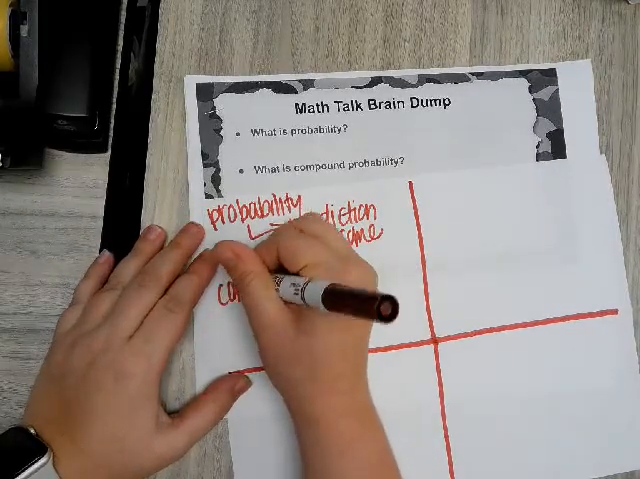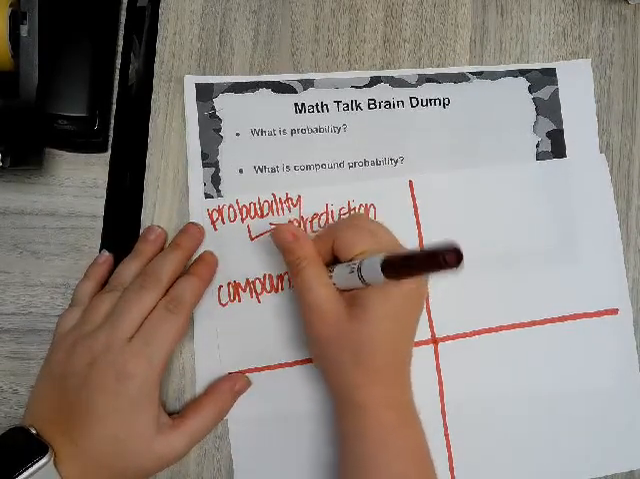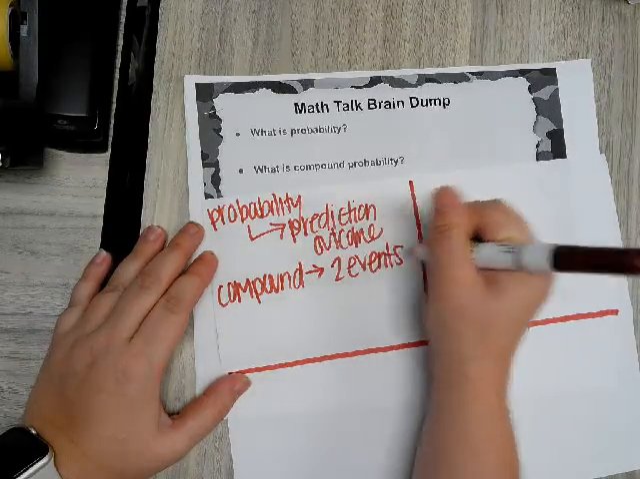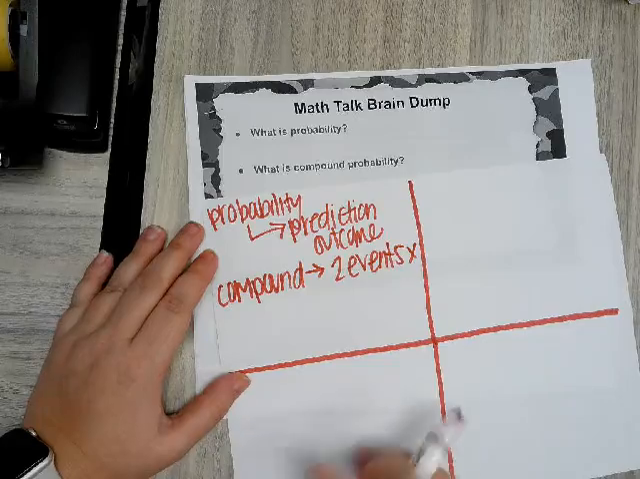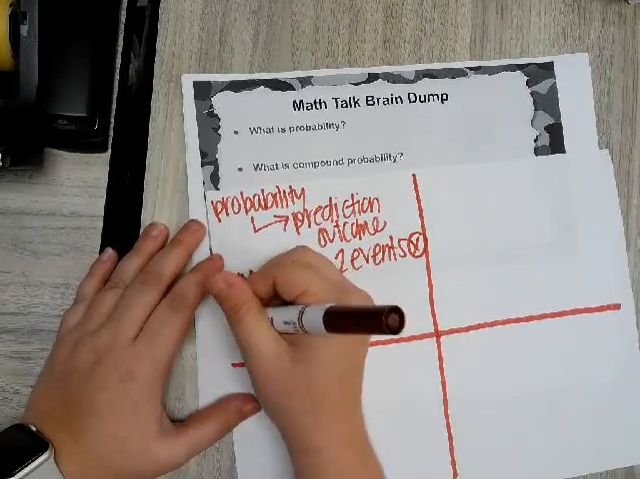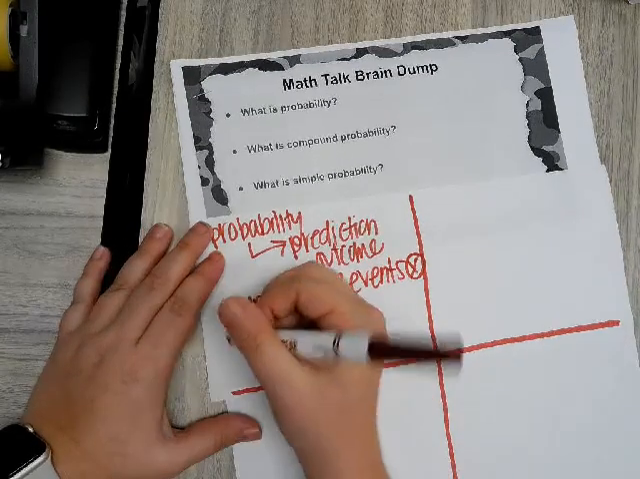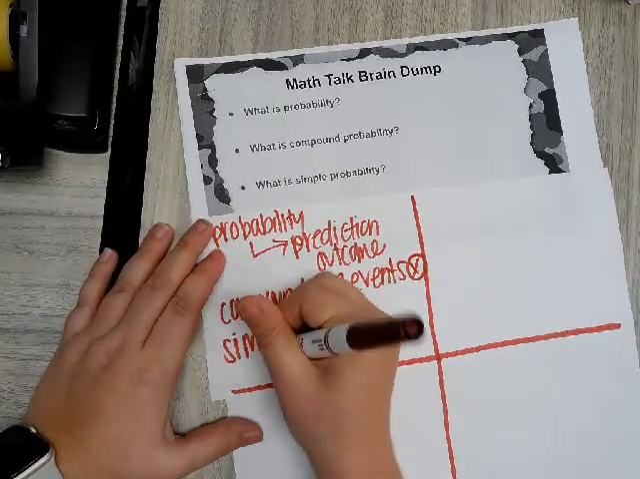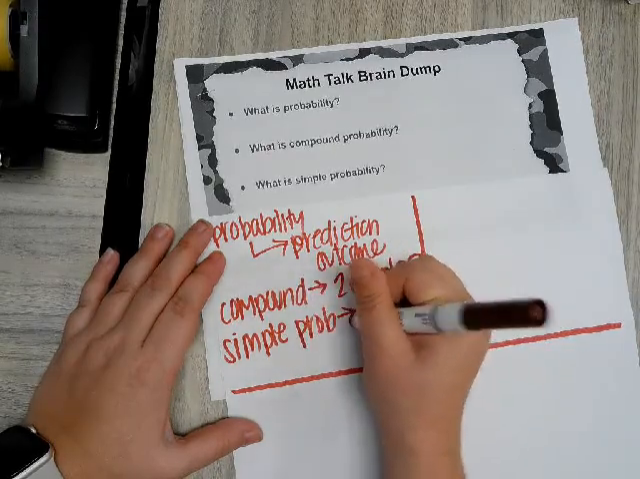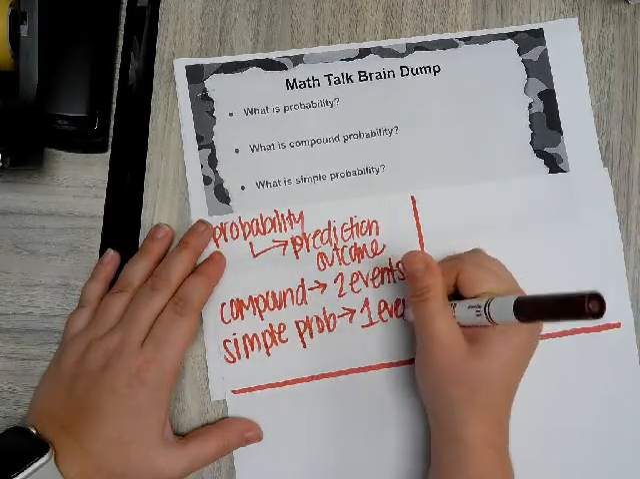Compound probability is when you have two events and we're going to be multiplying those together. Simple probability, it's just one event.